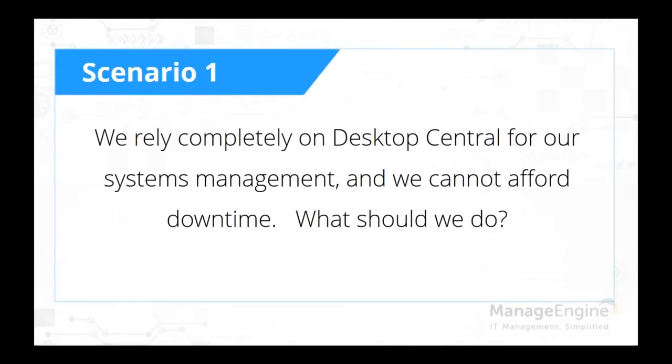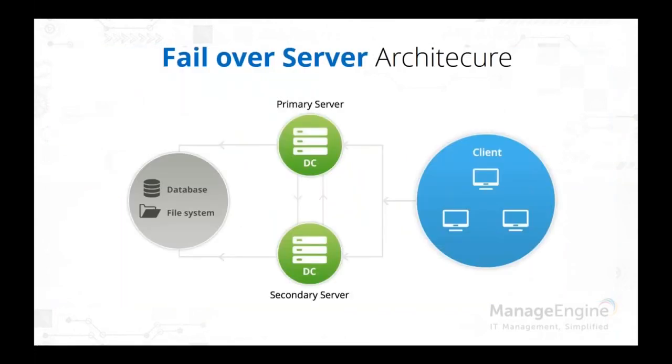Scenario number one: we rely completely on Desktop Central for our system management, and we cannot afford downtime. So what has to be done in order to prevent the downtime of Desktop Central, since Desktop Central is going to be one common server which is going to help you manage all the machines across the different domains? To make use of it, we have a failover server concept, and this is the architecture you see here. So this helps you manage a contemporary Desktop Central server, which is going to be running concurrently on the other end in the same domain.